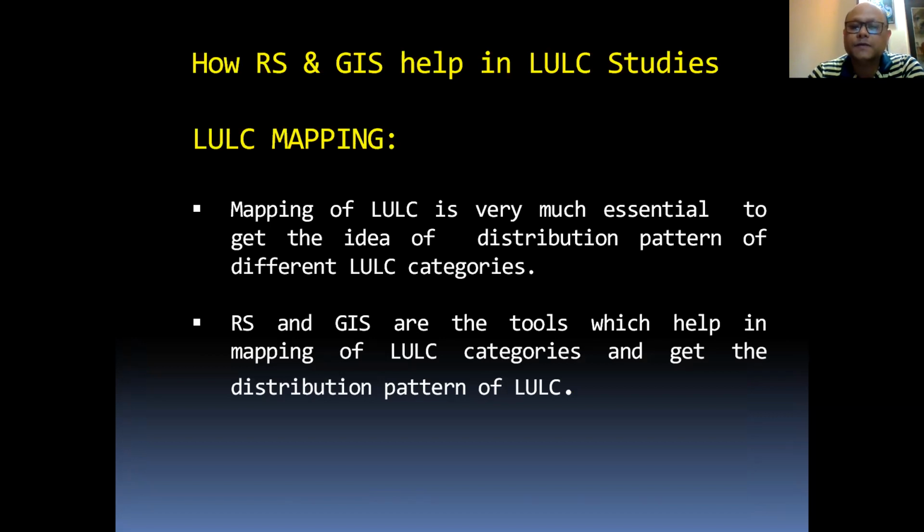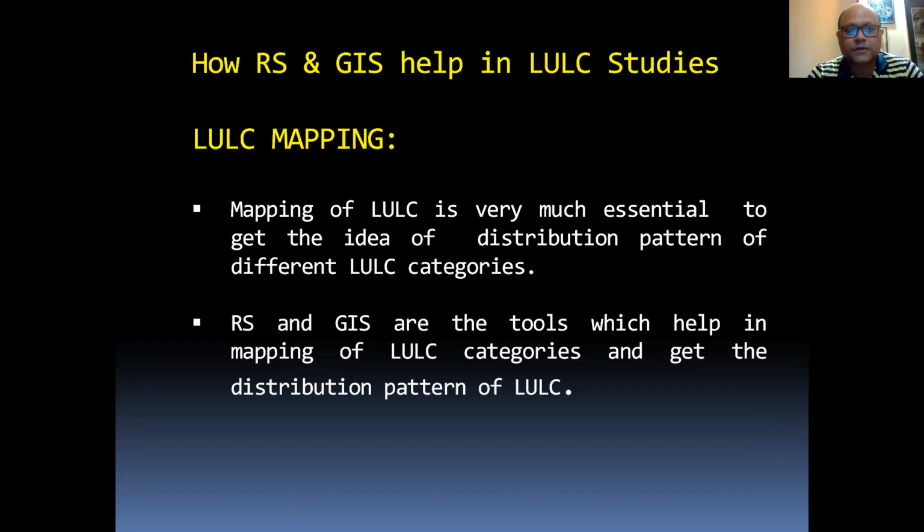Mapping of land use land cover is very much essential to get the idea of the distribution pattern of the different LULC categories. LULC means land use and land cover. Mapping of LULC is essential to know where a particular land cover or land use pattern is available. That is possible with the help of maps, and GIS helps us generate maps to show the distribution of different land use land cover categories. Similarly, remote sensing and GIS are the tools which help in mapping LULC categories and getting the distribution pattern of land use and land cover.